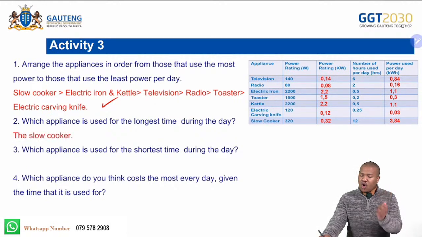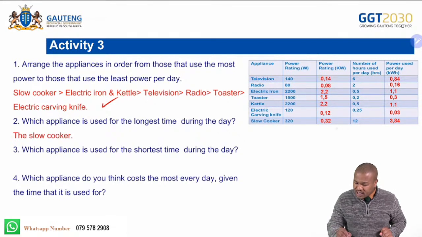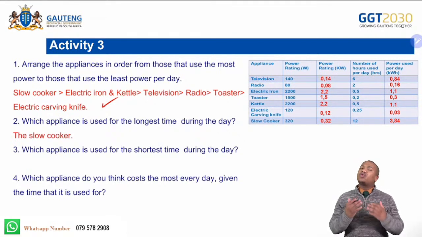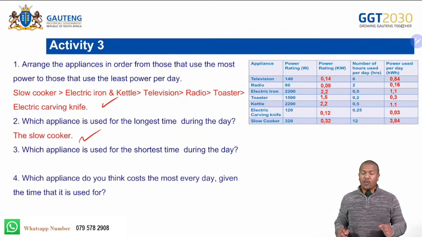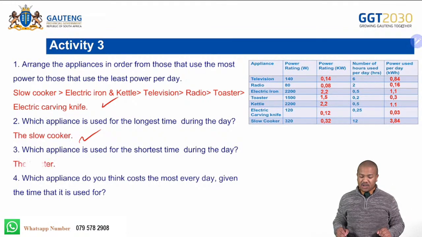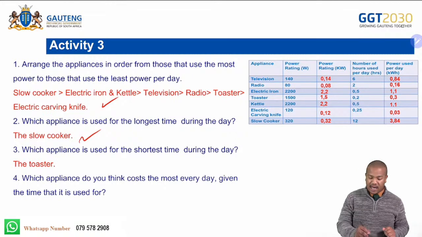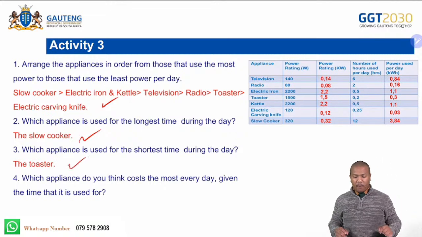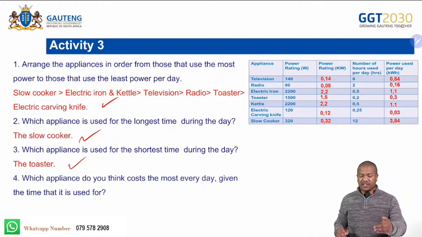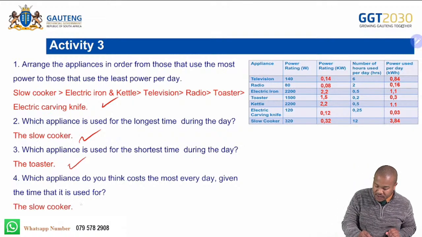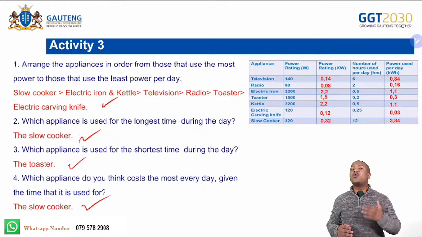Then number 2, which appliance is used for the longest time during the day? That is the slow cooker, because if you look at this information here, it is used for 12 hours during the day. Then number 3, which appliance is used the shortest time during the day? That is the toaster. Then number 4, which appliance do you think costs the most every day given the time that it is used for? The slow cooker.